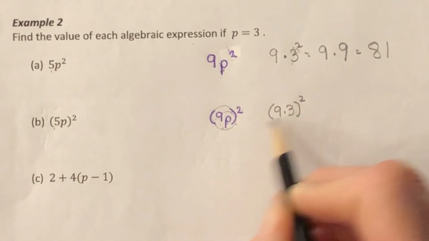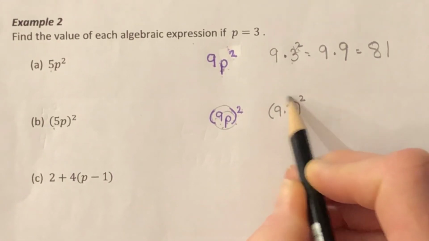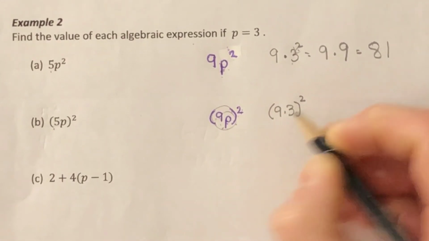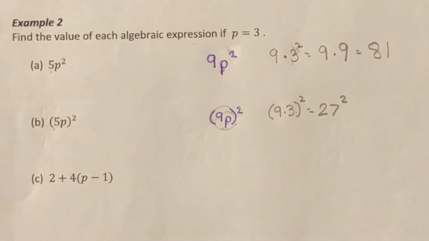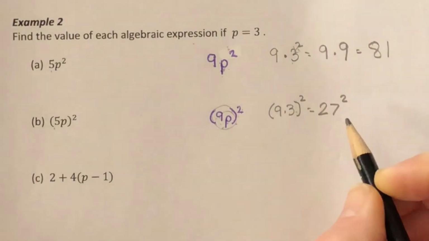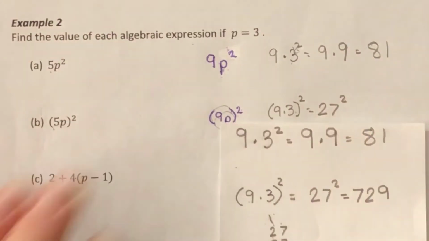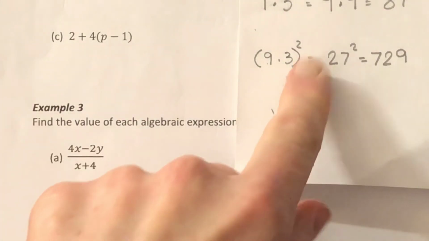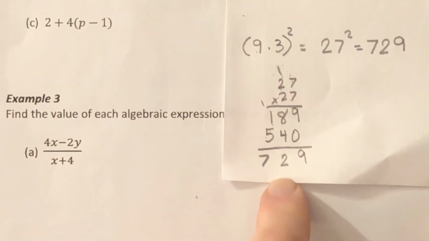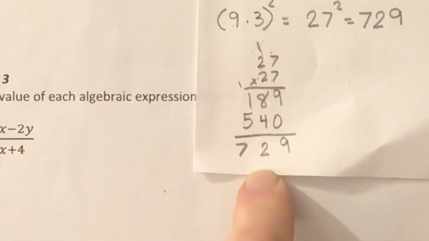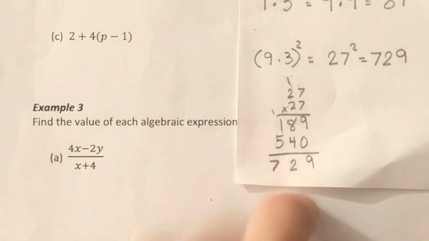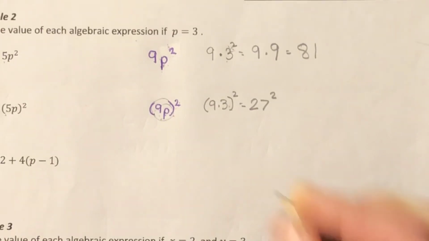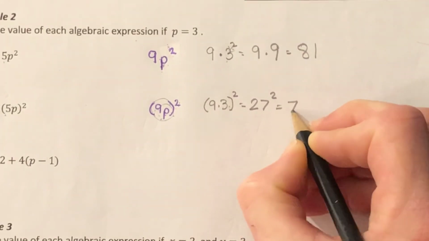Here, when I substitute 3 for p, I'm squaring them both. 9 times 3 is 27. 27 squared. I already solved 27 squared right here. That's 729. The value of 27 squared is 729.